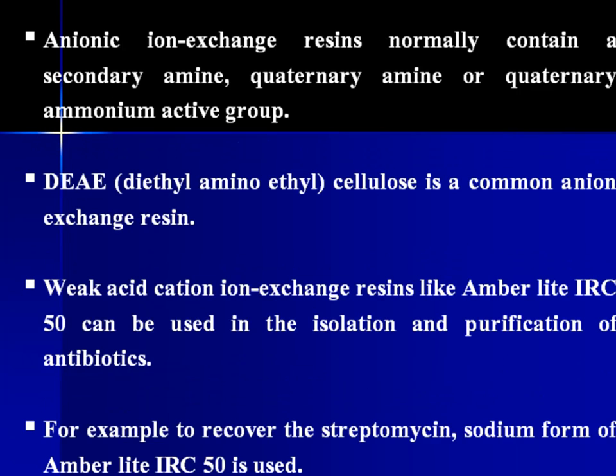Anionic ion exchange resins normally contain a secondary amine, quaternary amine, or quaternary ammonium active group. Diethylaminoethyl cellulose is a common anion exchange resin. Weak acid cation exchange resins like Amberlite IRC50 can be used in the isolation and purification of antibiotics. For example, to recover streptomycin, the sodium form of Amberlite IRC50 is used.